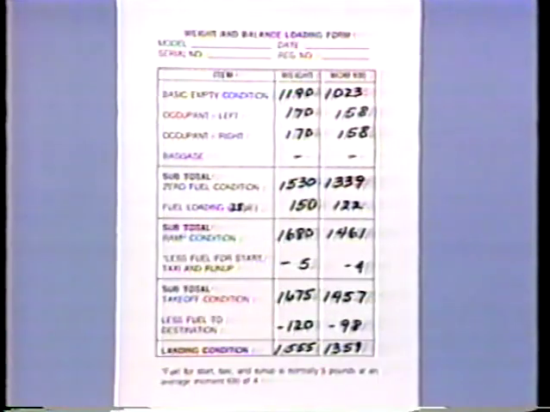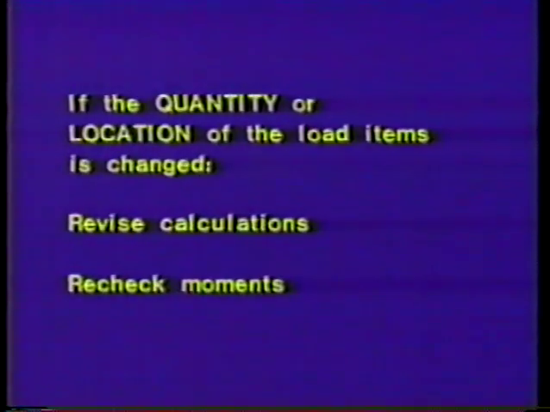The zero fuel condition, the takeoff condition, and the landing condition moment must all be within the minimum and maximum moments shown on the moment limits versus weight graph or table for that weight. If the total moment is less than the minimum moment allowed, useful load items must be shifted aft or forward load items reduced. If the total moment is greater than the maximum moment allowed, useful load items must be shifted forward or aft load items reduced. If the quantity or location of load items is changed, the calculations must be redone and the moments rechecked.